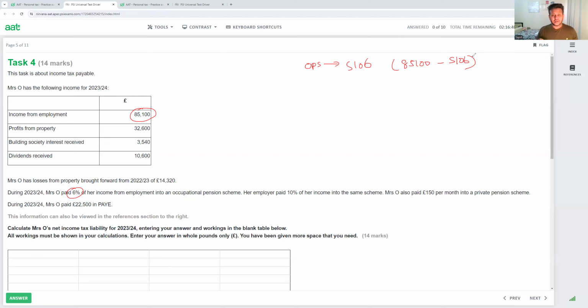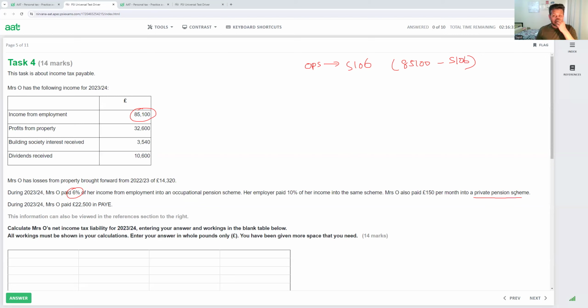So this is our first thing. I'd like all of you to remember that OPS has only one impact on your income tax calculation. You have to deduct it from the employment income. That's it. The next one is PPS, the Personal Pension Scheme.